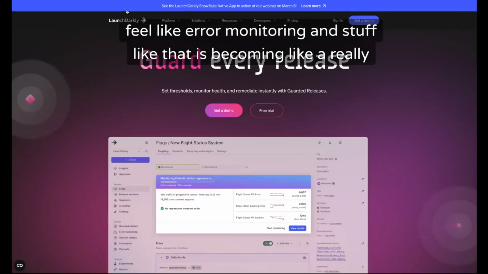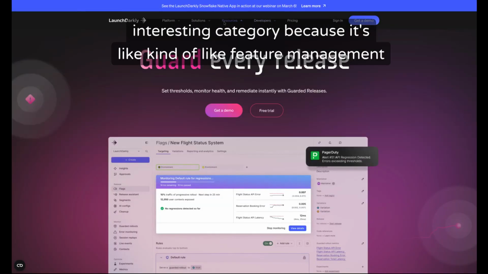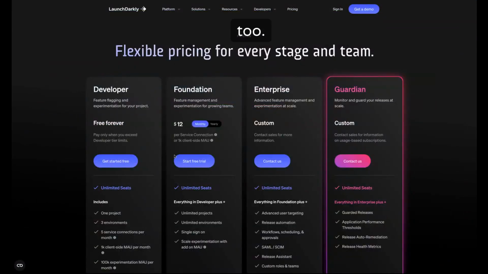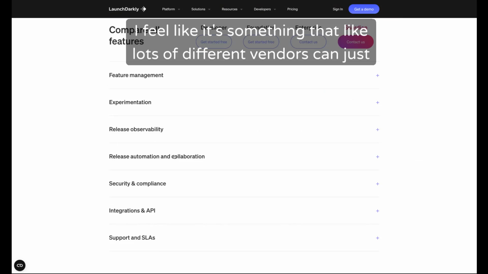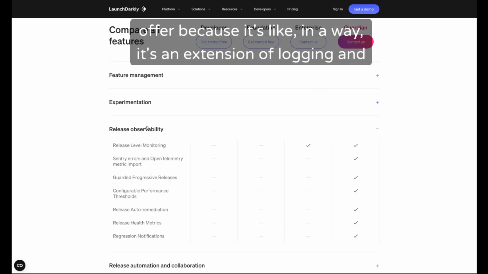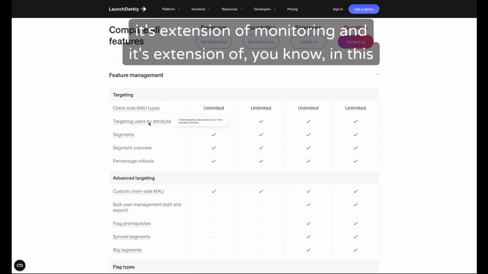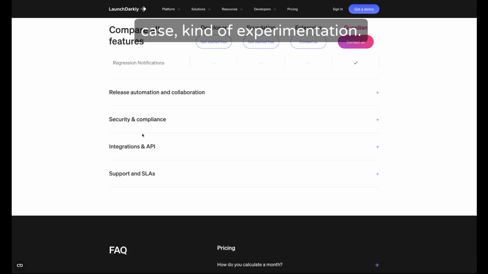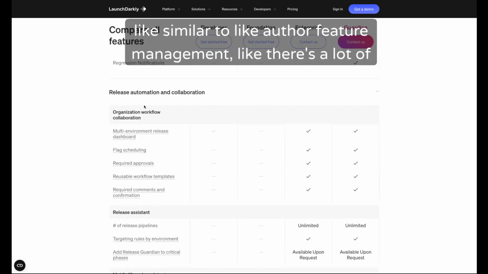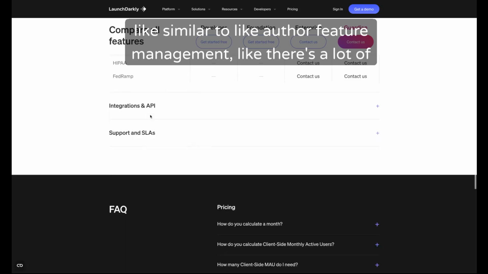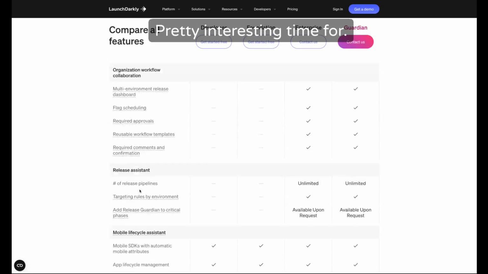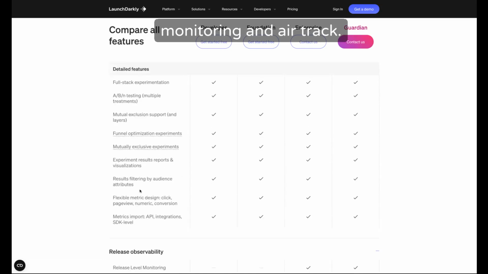Error monitoring and stuff like that is becoming a really interesting category, because it's kind of like feature management too. I feel like it's something lots of different vendors can offer, because in a way it's an extension of logging, an extension of monitoring, and in this case, an extension of experimentation. Similar to auth or feature management, there are a lot of adjacencies where you can merge categories together. Pretty interesting time for monitoring and error tracking.